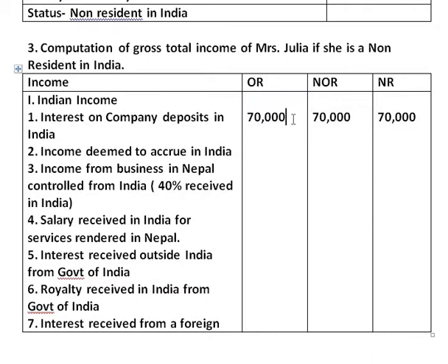Second Indian income given in the sum is income deemed to accrue in India. Income deemed to accrue in India is also considered as Indian income and Indian income is taxable to all the residential status. Therefore 50,000 rupees we are taking in all the columns.